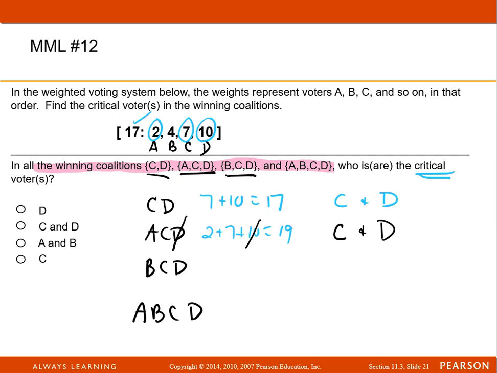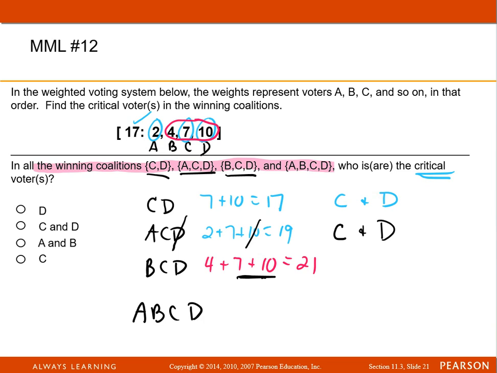And then, of course, we'll go to BCD. BCD is 4 and 7 and 10. 4 plus 7 plus 10 adds up to 21. Obviously, that's a winning coalition. But if, once again, B says, I'm out of here, 7 and 10 still adds up to 17. So that means B is not critical. B can walk away. We don't need you.